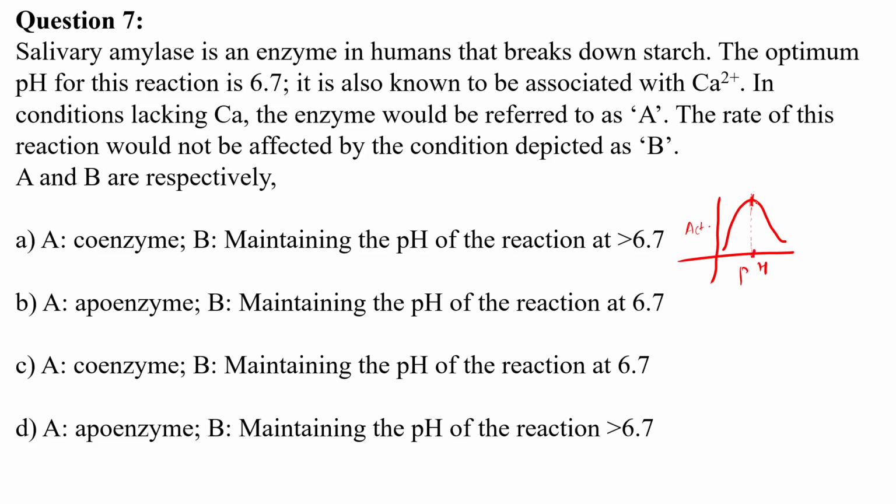Below and higher than the optimum pH, you will get a lower activity. So if I go below the optimum pH, or if I go above this optimum pH, in both cases you will find the activity is lesser than what it was at the optimum pH. So always the reaction condition has to be maintained at the optimum pH. So the correct answer is option B, that is the enzyme is called apoenzyme and the pH has to be maintained at the optimum pH.